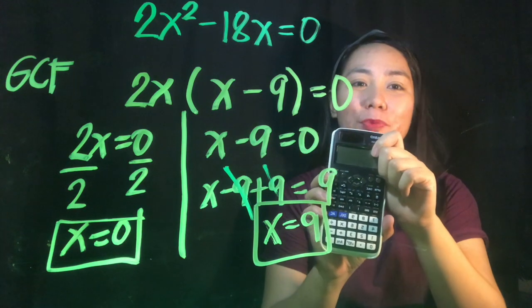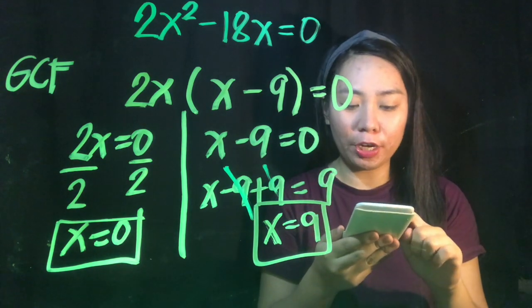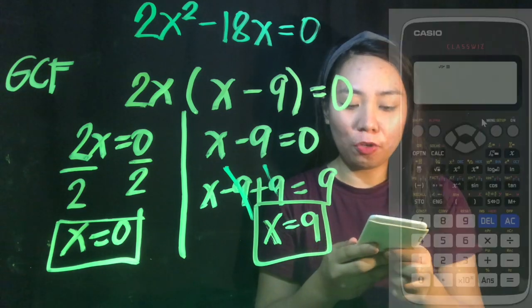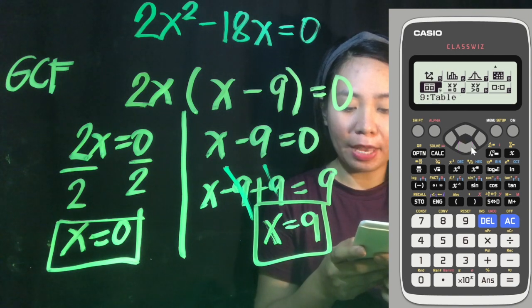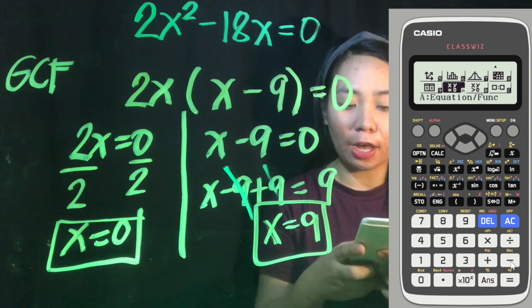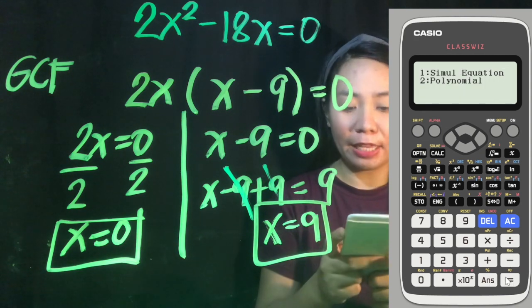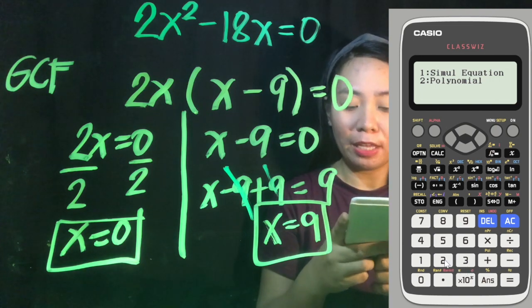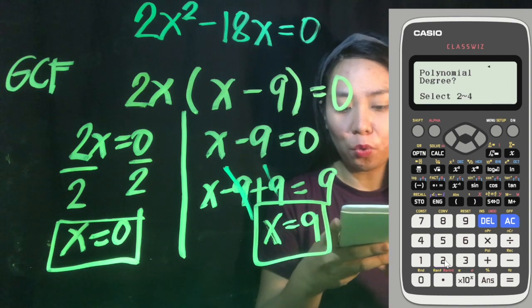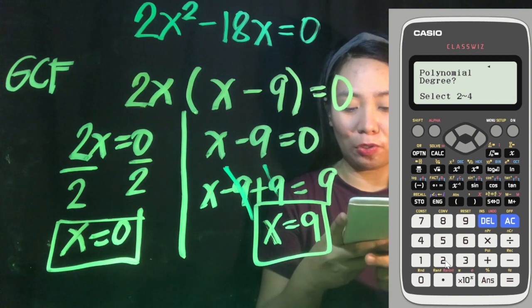So if you have your Classwiz with you, so pwede natin siyang kunin. First is make sure that you turn it on. Click natin yung menu. And then, pindutin yung cursor down. Hanapin natin yung equation or function. Ayun, letter A siya. And then, click equal sign. After clicking your equal sign, may choices tayo dito is simultaneous or polynomial. This is a polynomial, so click 2. And then, put the degree of your polynomial, which is also 2.